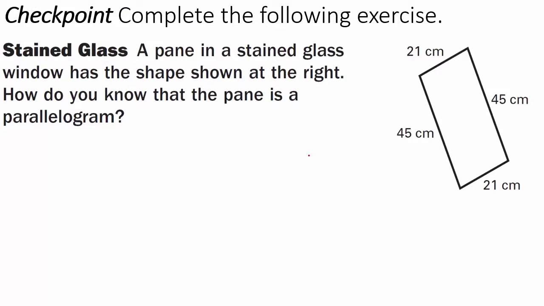All right, Checkpoint problem number 1 is yours. In this problem, we have a stained glass, and we are told that a pane in a stained glass window has the shape shown at the right. How do you know that the pane is a parallelogram?